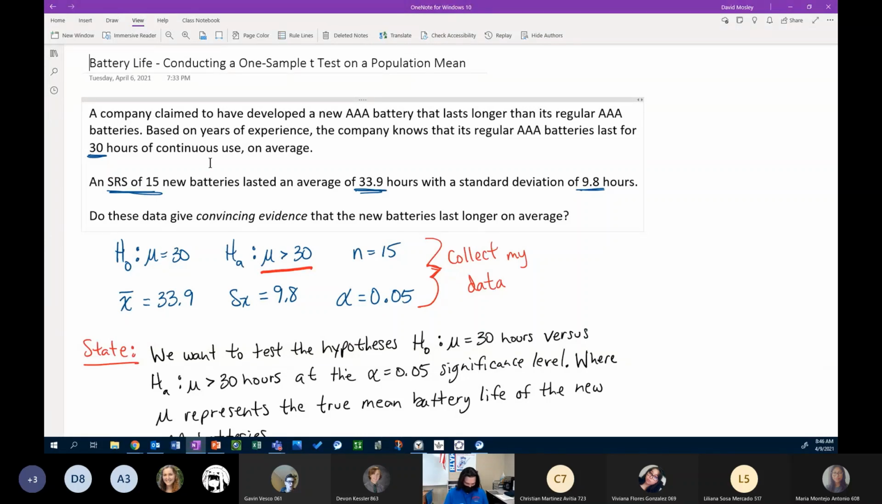The sample mean is 33.9. Sample standard deviation is 9.8. And since there was no significance level stated, we will use alpha equaling 0.05 for our significance level.